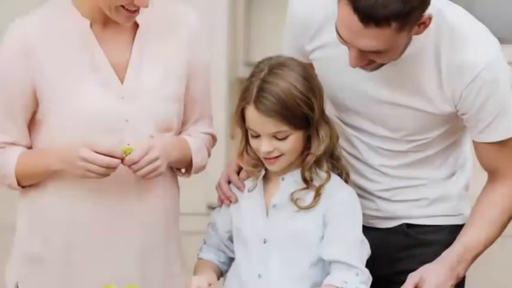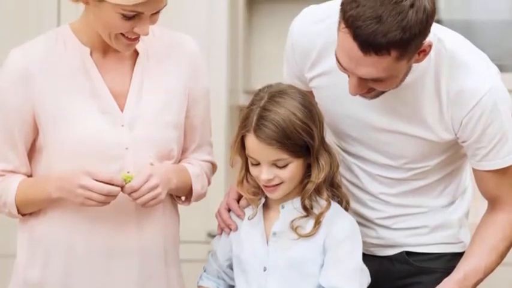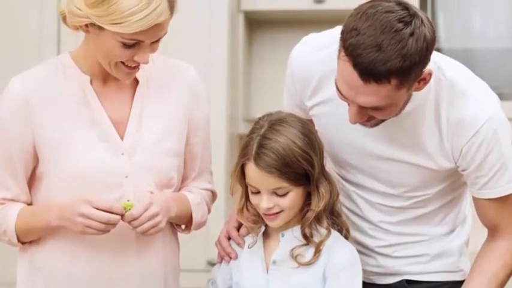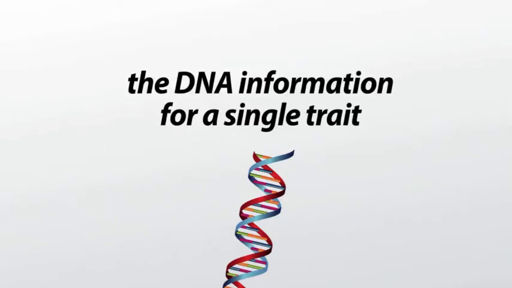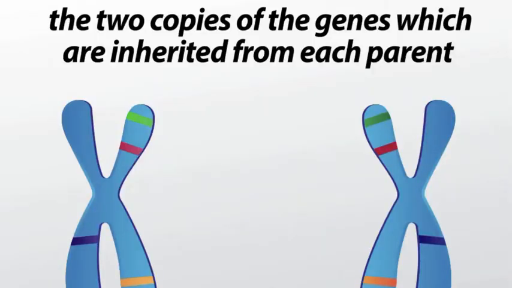Because all living things have two parents, it made sense to Gregor Mendel that at least two copies of the information were present for each particular trait. And this turned out to be true. We now call this the DNA information for a single trait a gene, and the two copies of the gene, which are inherited from each parent, called alleles.